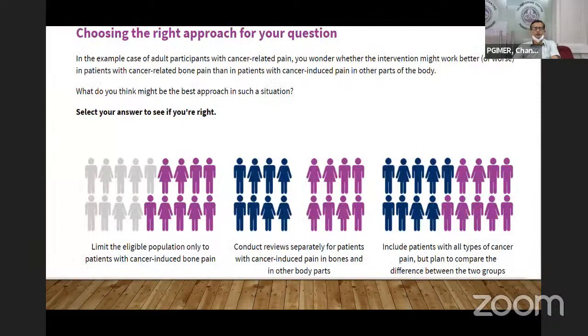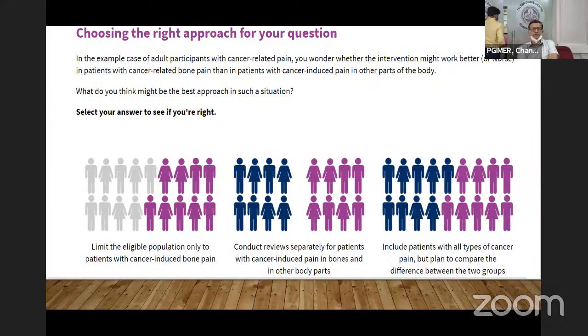This is another example, with three sets of population for cancer-related pain. You want to see which intervention might work better or worse in patients with cancer-related bone pain than in patients with cancer-induced pain in other parts of the body. First, you limit the eligible population only to patients with cancer-induced bone pain. Second, you conduct your studies separately for patients with cancer-induced pain in bones and in other body parts. Third, you include patients with all types of cancer pain, but plan to compare the difference between the two groups.